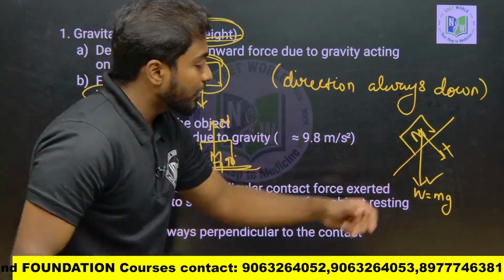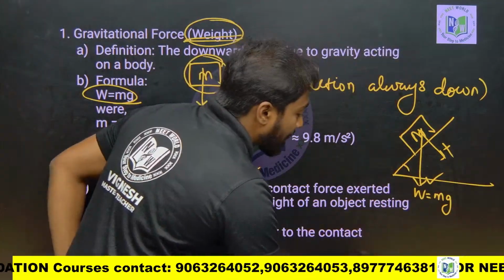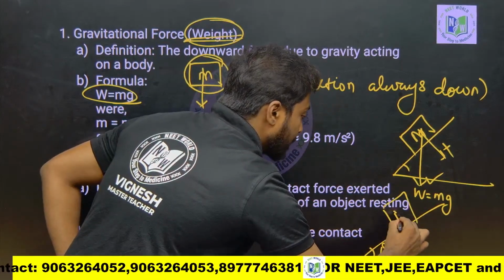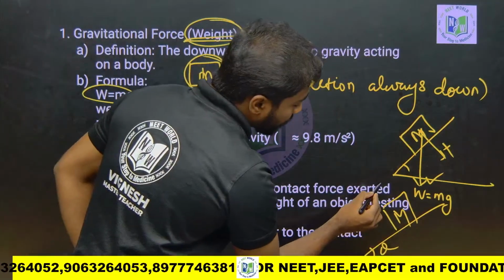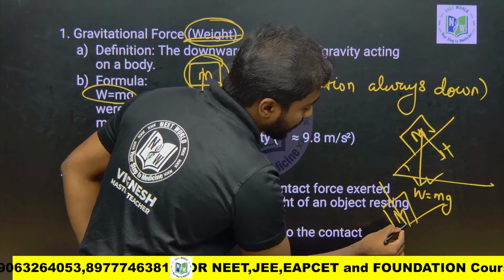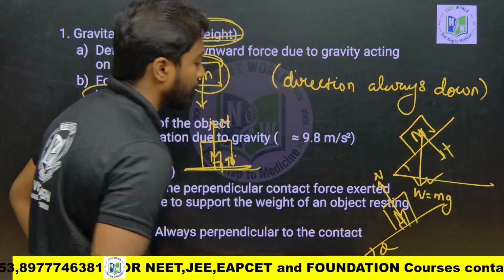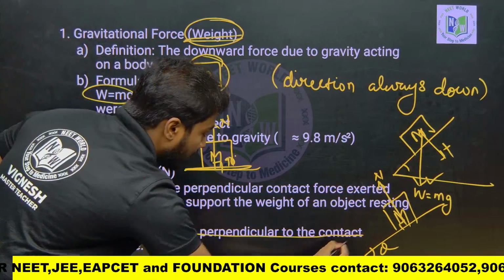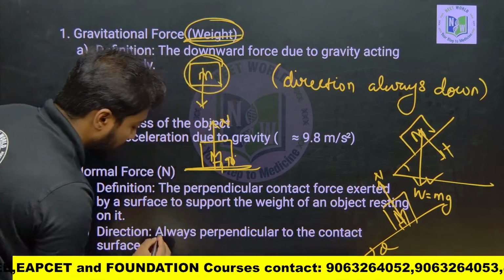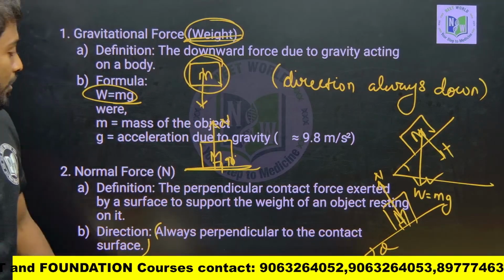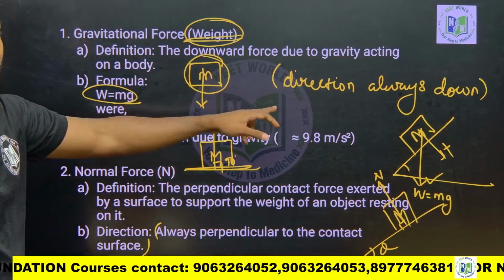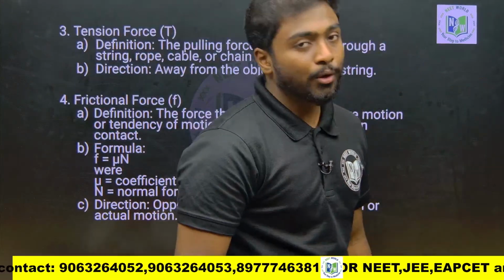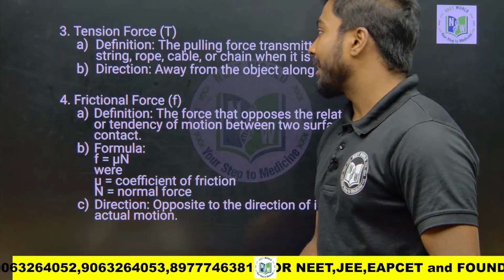When I consider a mass on an inclined plane, I should consider my normal force exactly perpendicular to the surface, right? So it is always perpendicular to the contact surface. This is the main thing you should remember: the normal is always perpendicular to the contact surface, and the weight is towards the center of the earth. You can keep these two things in mind when you are talking about the weight and the normal reaction, I mean normal force.